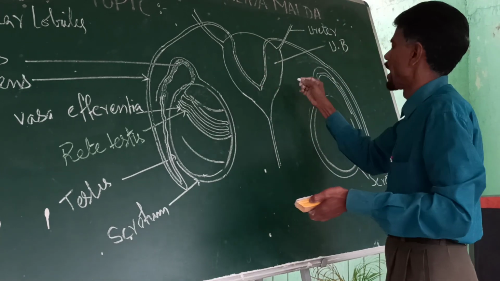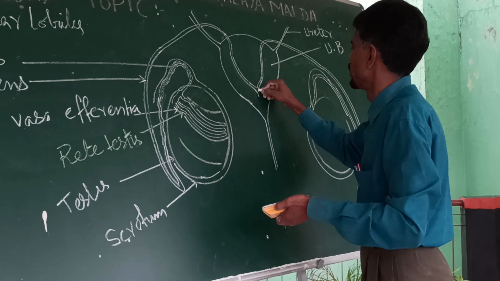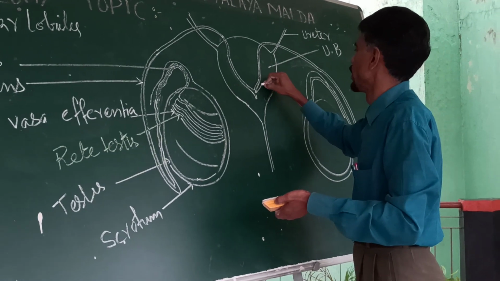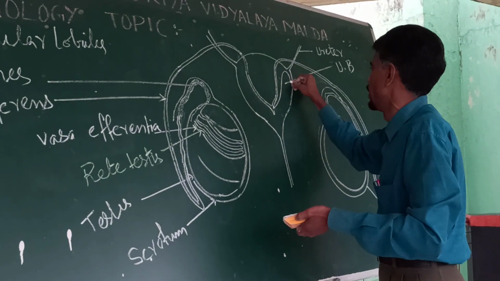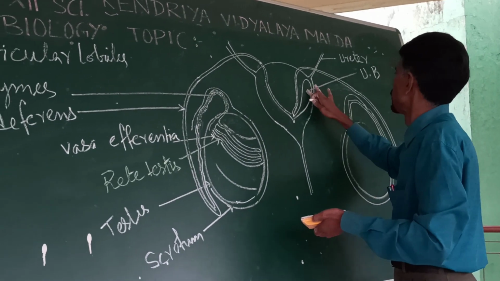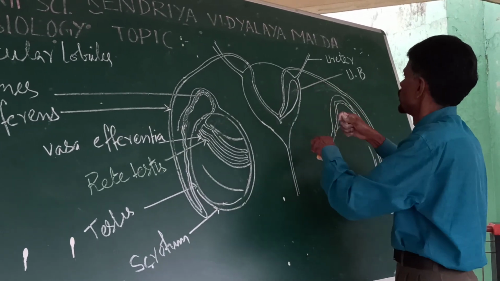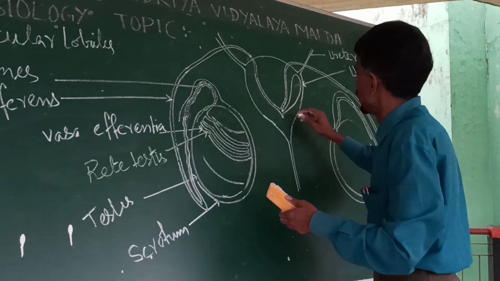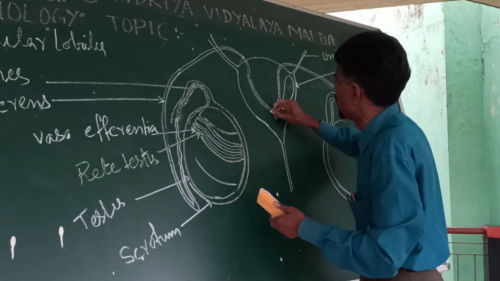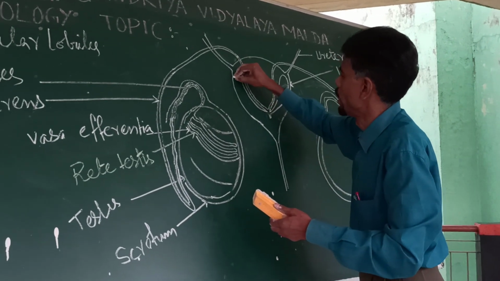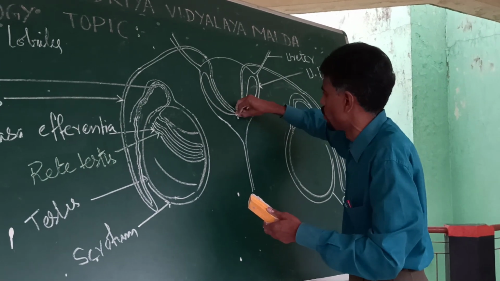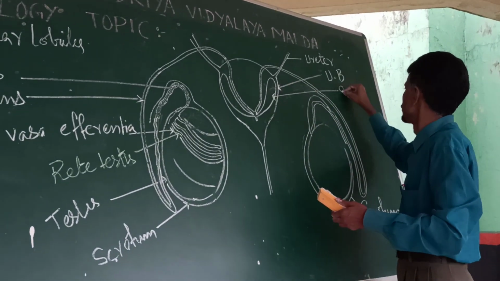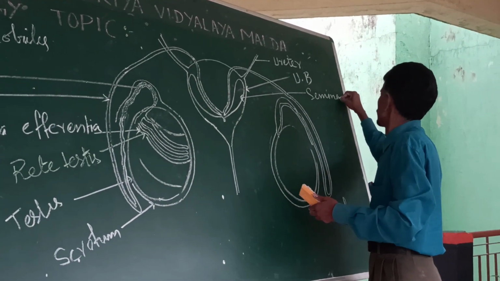As I told you, the accessory glands, one such accessory gland is called seminal vesicle, a pair of seminal vesicles, one from each side. So this is the UB, urinary bladder, and another seminal vesicle from this side. Try to concentrate on the diagram so that you can easily draw it too. These are the seminal vesicles.